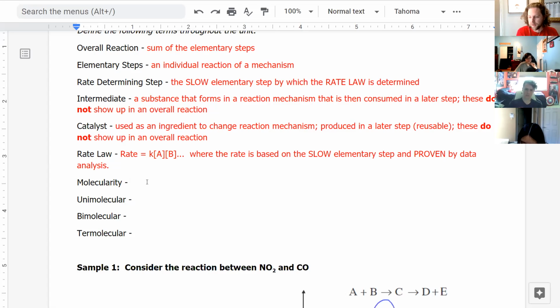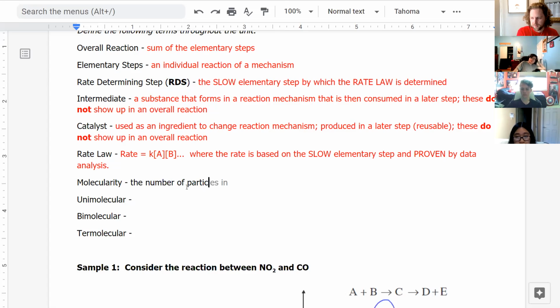But molecularity. So I'm going to abbreviate rate determining step as RDS. Rate determining step, RDS. Molecularity is the number of particles in the rate determining step.